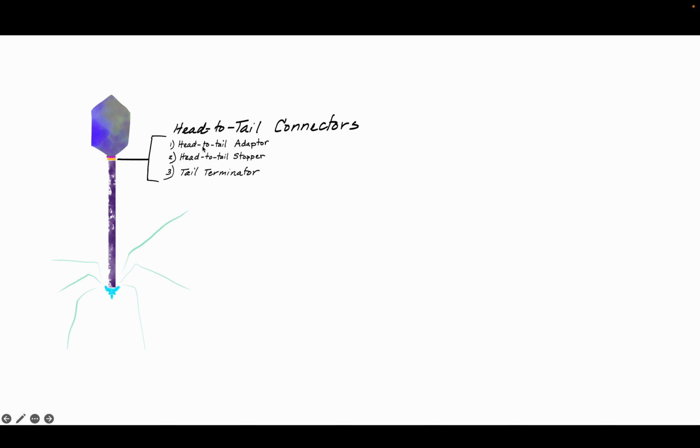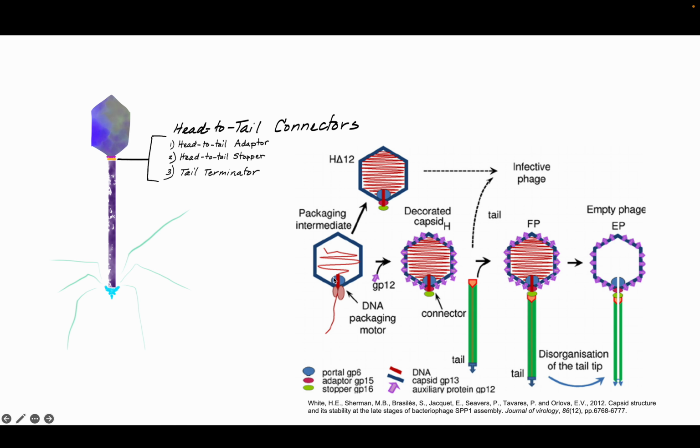So there's one called the head to tail adapter, a second called the head to tail stopper, and then the final protein is called the tail terminator. So let's take a look at that. So here's another figure showing packaging of the capsid.